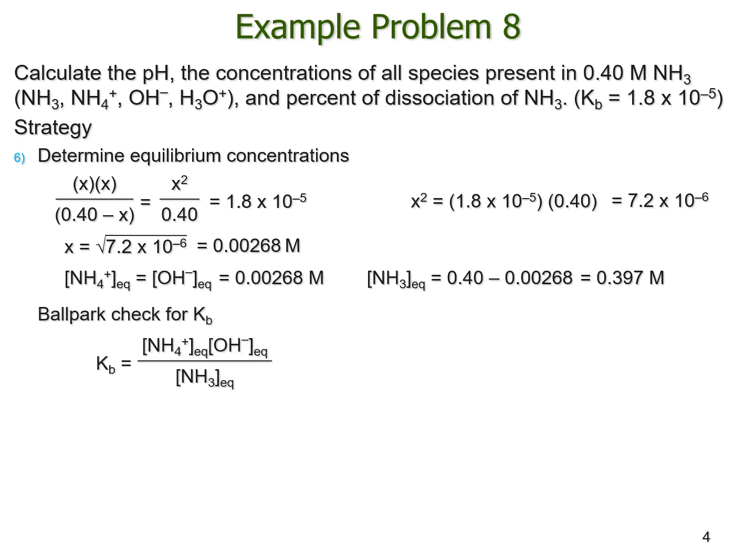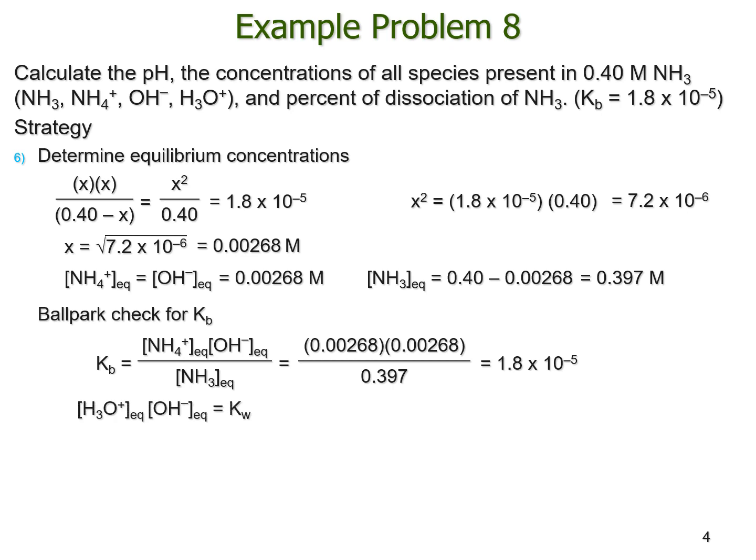Let's ballpark check this Kb now that we have the equilibrium concentrations of all species. Put them in, that's a perfect match. Remember the Kb according to the question is 1.8 times 10 to the negative fifth. This is what we have. It's a perfect match. So we have absolute confidence to say our calculation is good. So let's finish the rest.